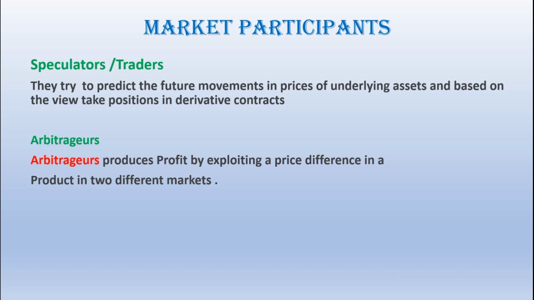Next is what are called arbitrageurs. Arbitrageurs produce profit by exploiting a price difference in the product in two different markets. So what are these two different markets? That can be NSE and BSE. Say they will buy in the NSE and they can sell in the BSE. So this is called the two different markets.